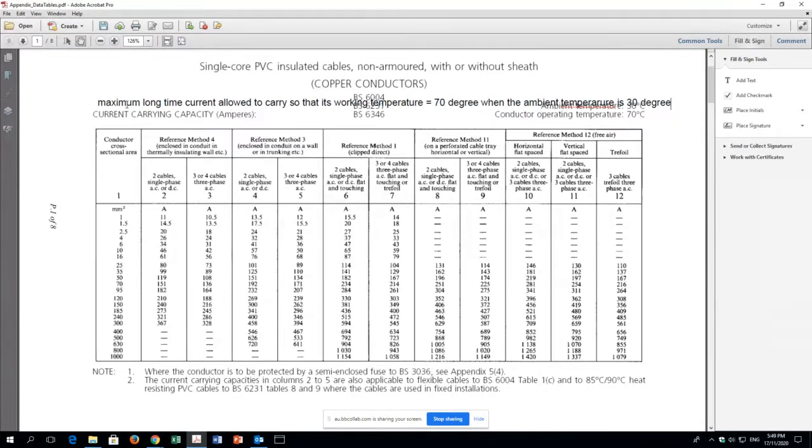So what does it mean by the current carrying capacity? The current carrying capacity is the maximum long time current allowed to carry so that its working temperature be 70 degrees when the ambient temperature is 30 degrees. That is the meaning of it, the definition of current carrying capacity. So we just consider the thermal effects.